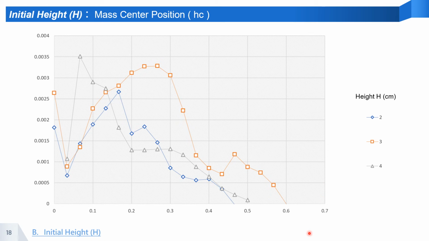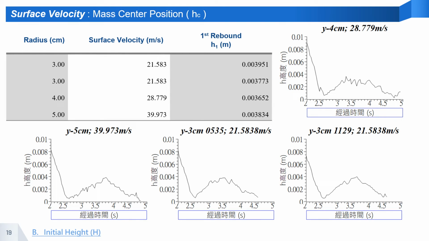This is the chart of the mass center position with different initial heights from 2 cm to 4 cm. And these three are the lowest point height, and these three are the first rebound height. And this is the surface velocity to mass center position.